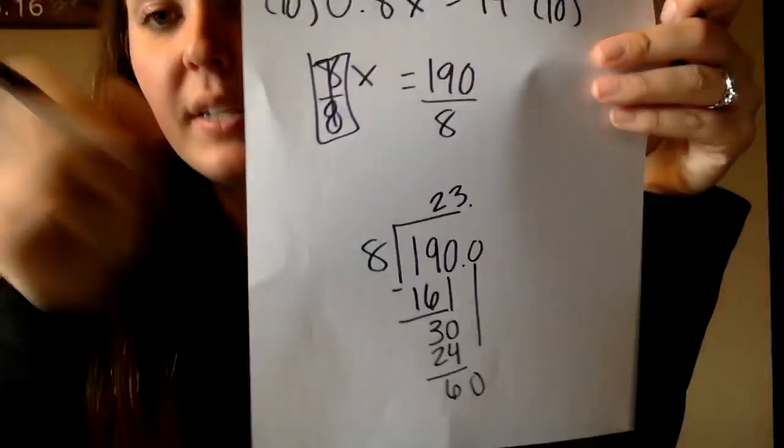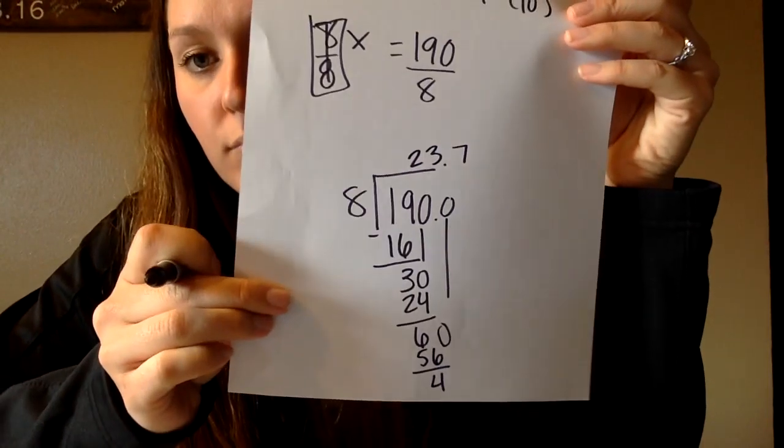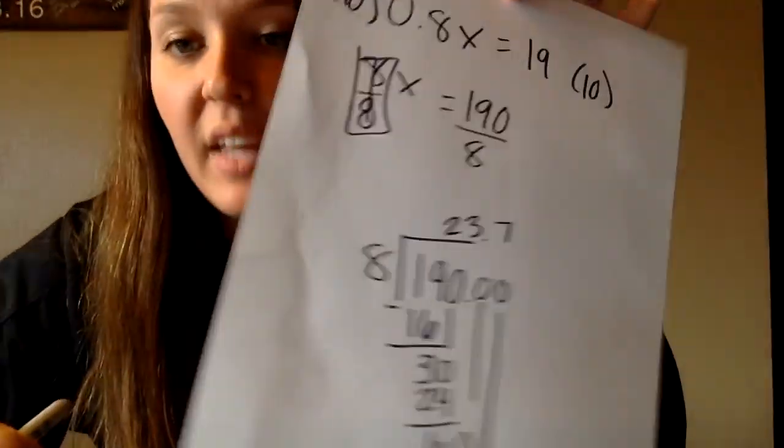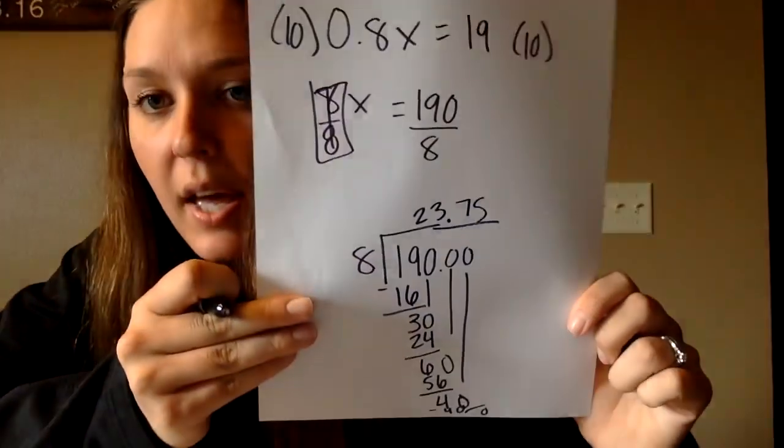So now I have, how many times does 8 go into 60? That is 7. 7 times 8 gives us 56, and we have a remainder of 4. Then we can bring down another 0. How many times does 8 go into 40? Exactly 5. At that point, we have nothing left over, and our answer is 23.75. So the answer to the second question is 23.75.